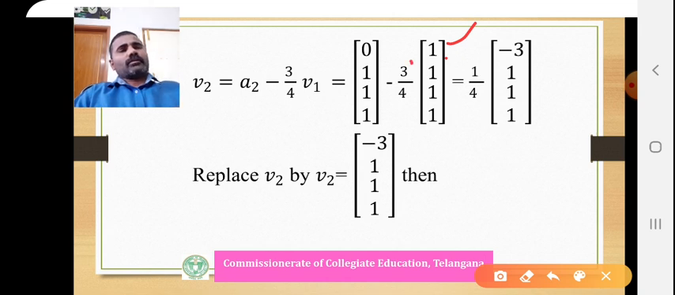Not this one, V3, V2 only, this portion only. (1 1 1 1) is the V1. This is V2, 1 by 4 is common. Minus 3 plus 1 plus 1 plus 1. Minus 3 plus 3 will be 0. That's why V2 is the correct one.